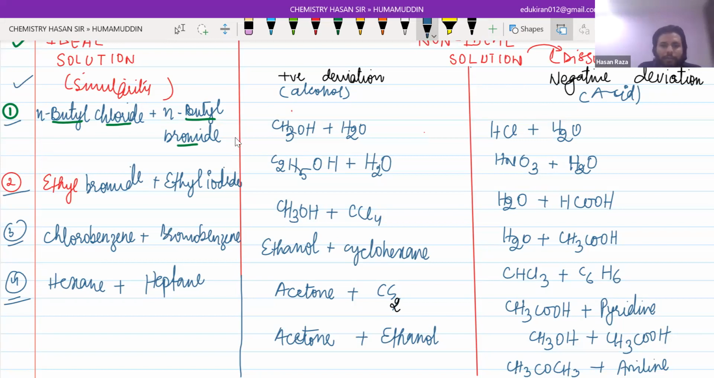Okay. So basically, I already told you what is an ideal solution. Similar components will be present in a solution, that will be your ideal solution. Now, if alcohol is there, most probably it will be your positive deviation. Alcohol, alcohol, and alcohol. This is also alcohol, but this you need to remember. When they mix together, the force of attraction decreases and hence they show positive deviation.